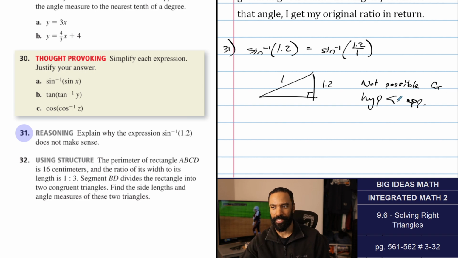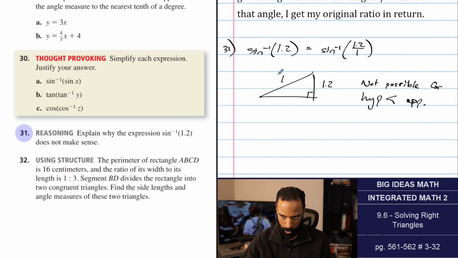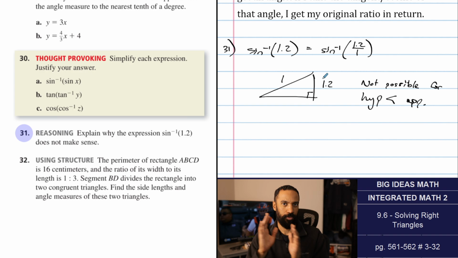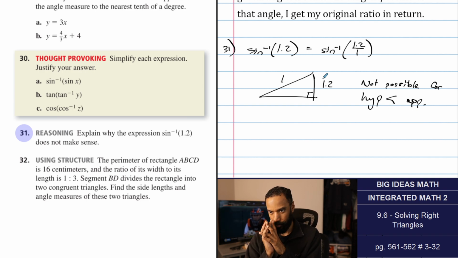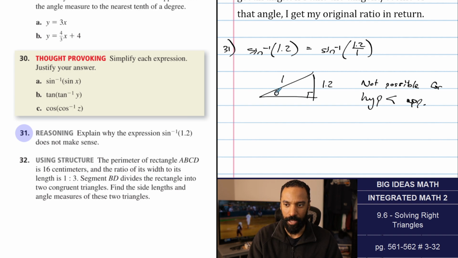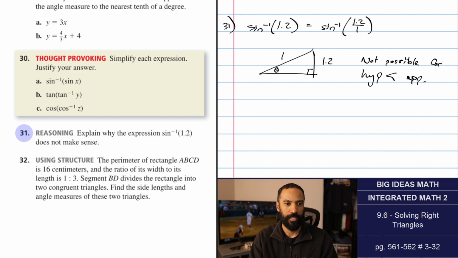There's no right triangle that exists where you can have the hypotenuse shorter or equal to the opposite side, not really possible, but we still use it. It can't be less than the opposite side, and that's what we're talking about if this was our angle there. So there's no angle for which this exists. That's the reason.